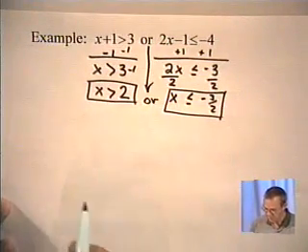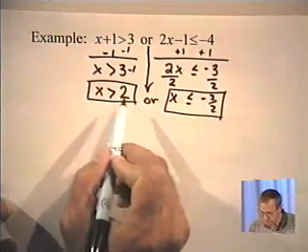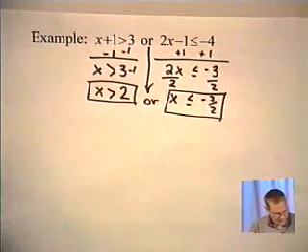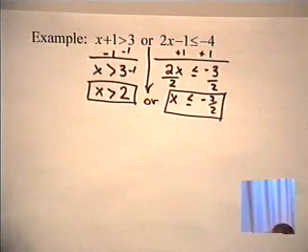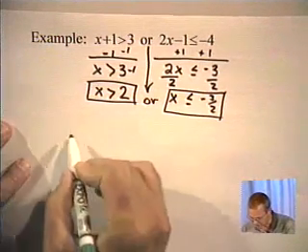Now, I want the points of all x that are greater than 2 combined with the points of all x that are less than or equal to negative 3 halves. And again, what I'm going to choose to do is draw this first on the number line, and then we will get the interval notation.